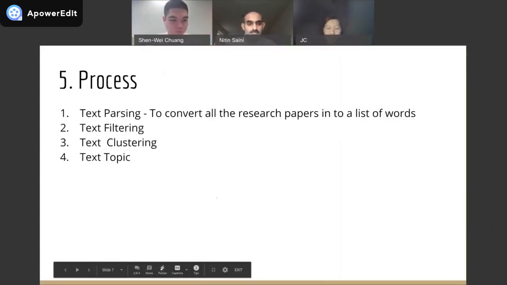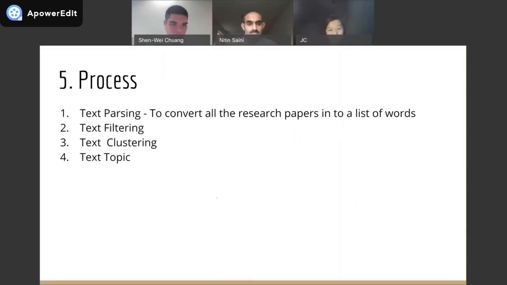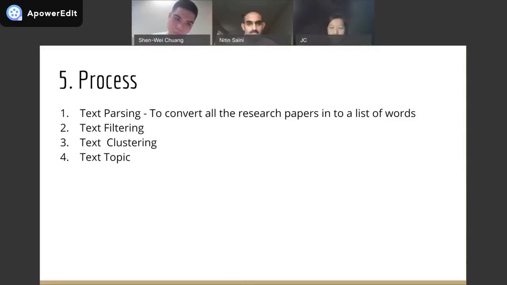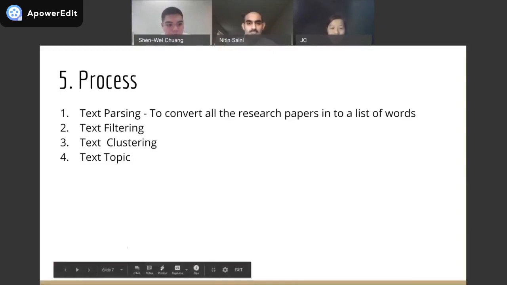And we use 4 steps to process our analysis. Text parsing, which is to convert all the research papers into a list, into an array, and text filtering to filter the words and terms, and text clustering to combine them together, and text topic to decompose the content into words and terms. Next, please.